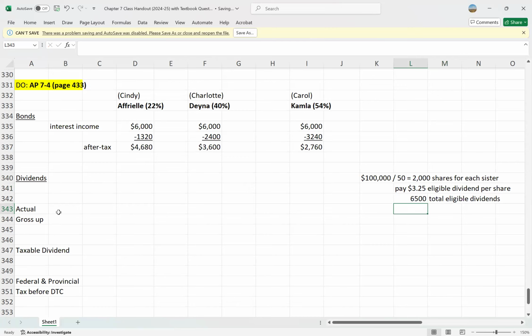So with each of the sisters now, we have to calculate, first of all, what is their taxable dividend? So remember the taxable dividend, all we're going to do is take the actual dividend, 6,500. And remember for eligible dividends, it's an increase of 38%.